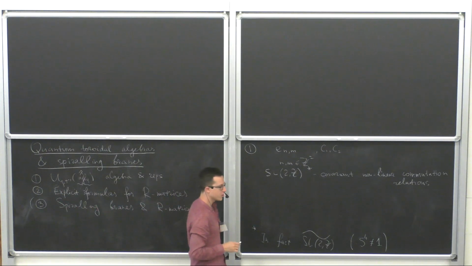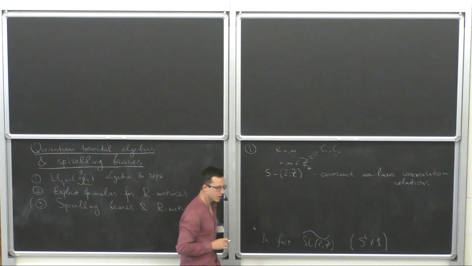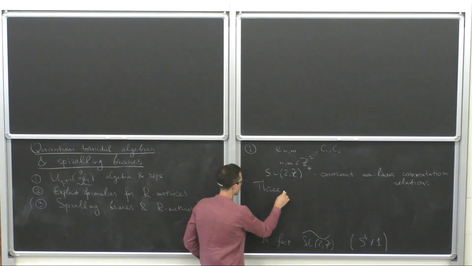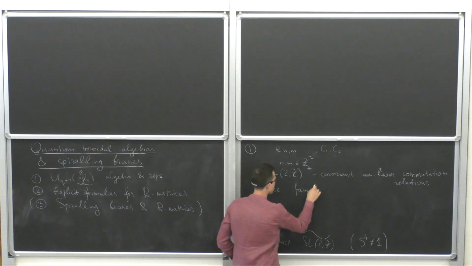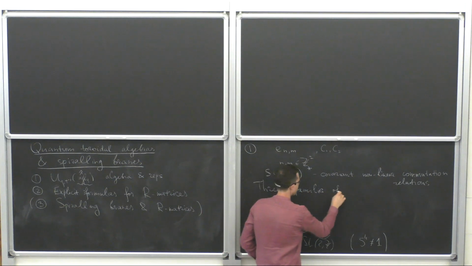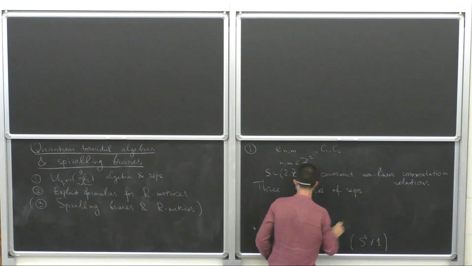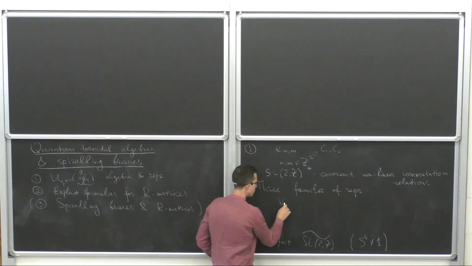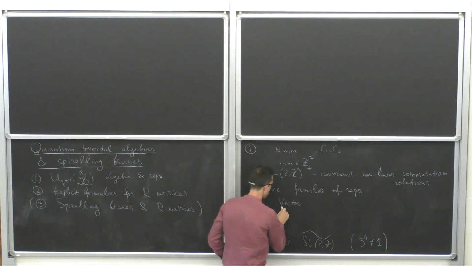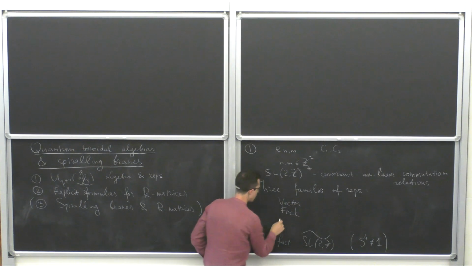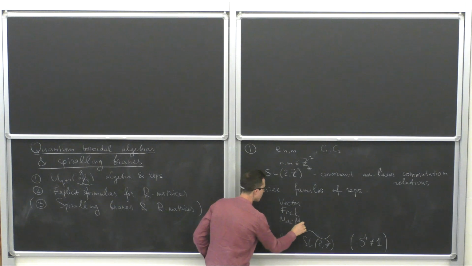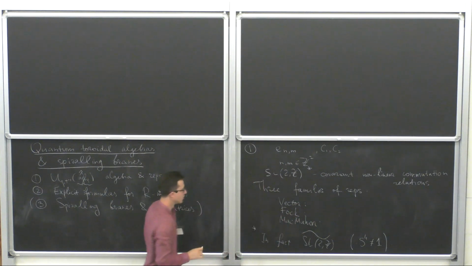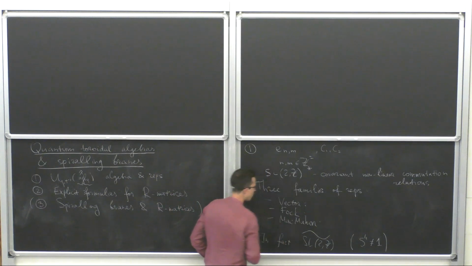What is important for me is that there are three types of representations of this algebra. Three families. And they go by the name vector, Fock, and McMahon representations. So I'm going to focus on these two.